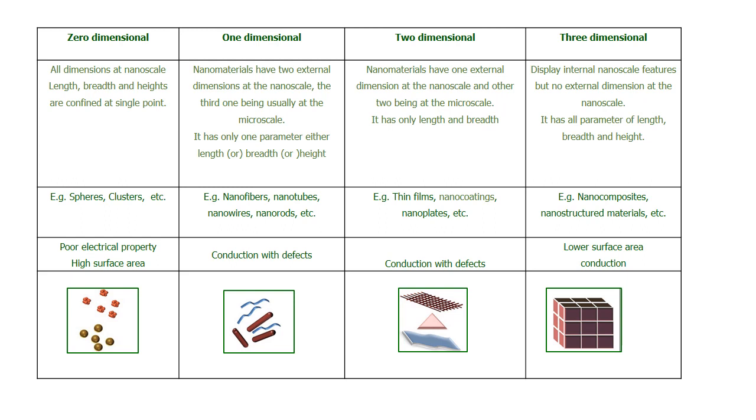Under one dimension, conduction is possible with defects. If we have defective nanofibers, nanorods, nanotubes and all, they are conductive in nature. In two dimension, conduction again is possible with defects. With a perfect structure there will not be any conduction. With a defective structure we can have conduction.